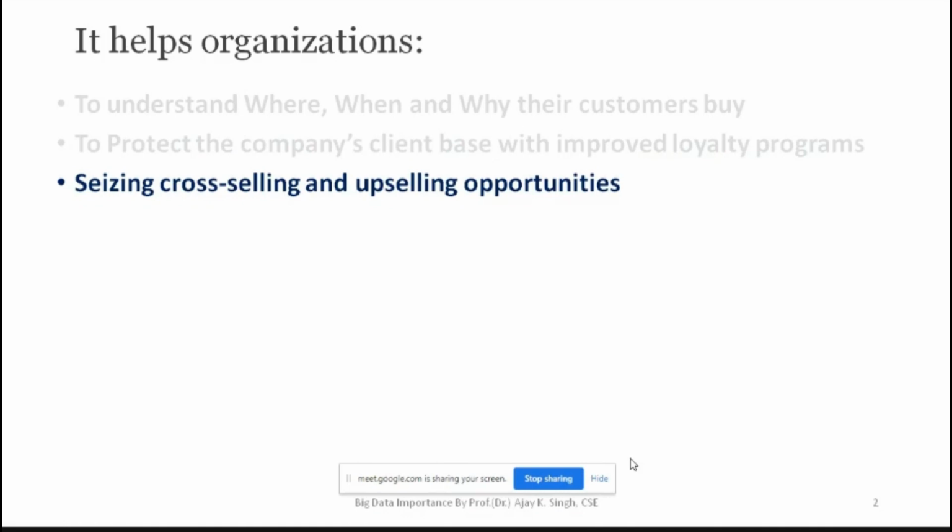So what is the meaning of this seizing cross-selling and upselling opportunity? Can anyone tell, what is the meaning of cross-selling? No idea? So it is saying that, suppose I went to a particular shop. So if I bought, suppose, bread, so the chances are there that I'm going to buy egg, butter, jam, isn't it? Possibilities are there. So in that case, you're going to put the entire product nearby. If you're going to put bread somewhere, nearby you're going to put all this stuff.